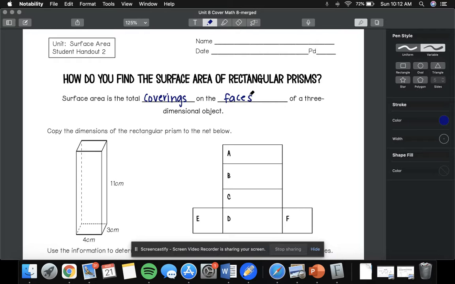So I like to think about if we are wrapping a present, how much wrapping paper do we need? If we're making a cardboard box, how much cardboard do we need? We basically figure out how much on the outside that we need.